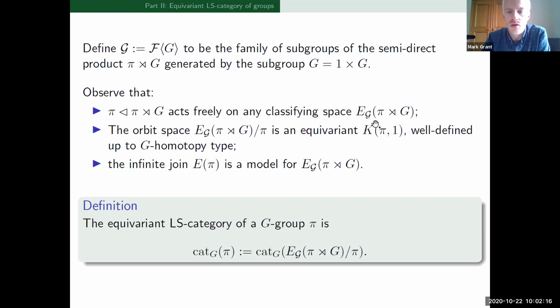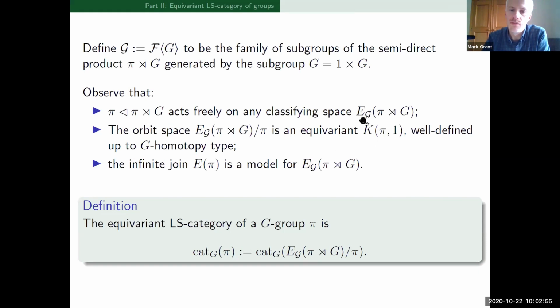We observe that if we have a classifying space for this family, the normal subgroup pi in the semi-direct product intersects trivially with each of these conjugates of the base. And therefore, pi acts freely on this classifying space. So the orbit space is a nice, well-behaved CW complex. Also, because this classifying space is contractible and we have a free pi action, the orbit space is a K(pi,1).